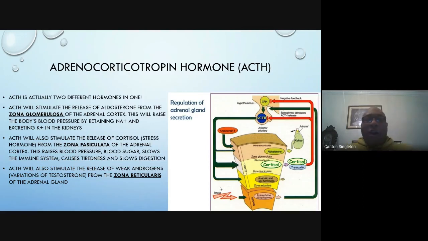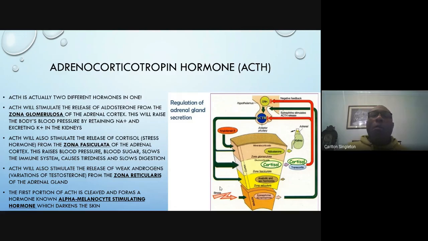So the GFR, go find Rex: glomerulosa, fasciculata, reticularis; aldosterone, cortisol, sex hormones. That's how I remember it. GFR, go find Rex: glomerulosa, fasciculata, reticularis; aldosterone, cortisol, sex hormones.